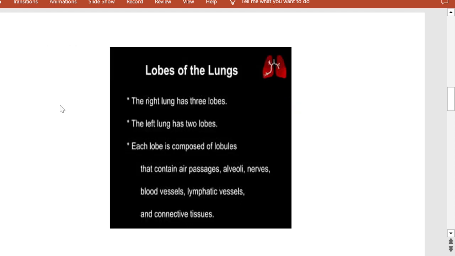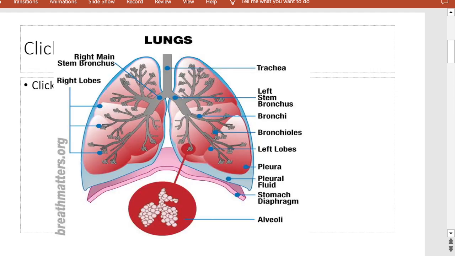Next we'll see what the lobes of the lung are. Before going to the further explanation, the right lung has three lobes. Usually the left lung is smaller than the right lung because the left lung shares its space with a portion of the heart. If you see here in the image, the arch of the heart compresses the left lung in its lower portion, and that is called the cardiac notch.